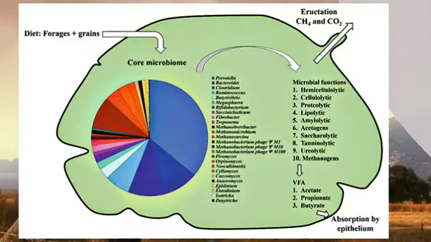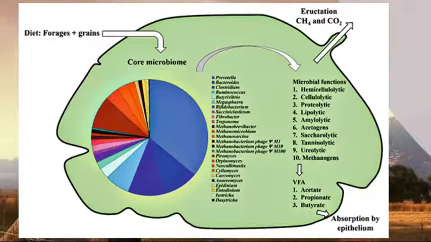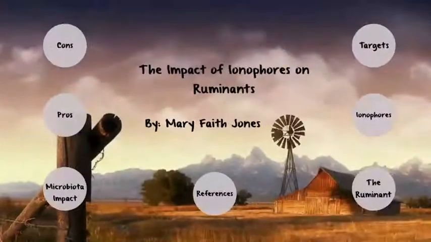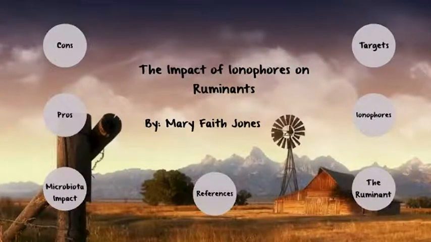As you can see, this is a sample of the core microbiome of a ruminant prior to being given an ionophore. You can see, based on this graph, the sheer diversity that they have, and then compared with the graph earlier, how much of a change occurs. So we've seen how it can impact the microbiota and what ionophores do, as well as what they target. But what are the pros and cons of using these antibiotics?